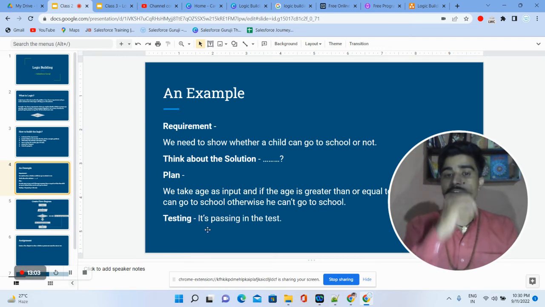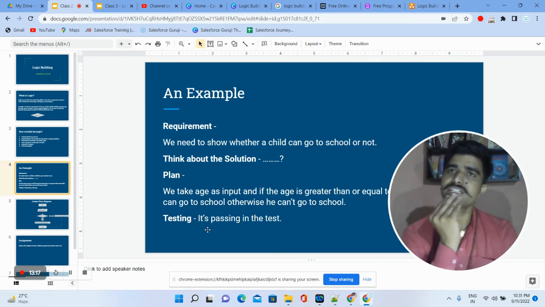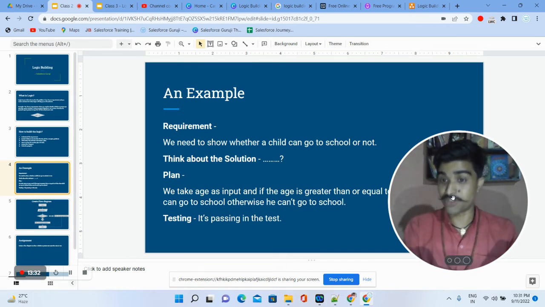Then create a plan. So I need to show the parent whether their child can go to school or not. How can I do that? In my scenario, if the age is greater than or equal to 3, it means I need age. I can take age as input. Then this is the plan that you need to create.